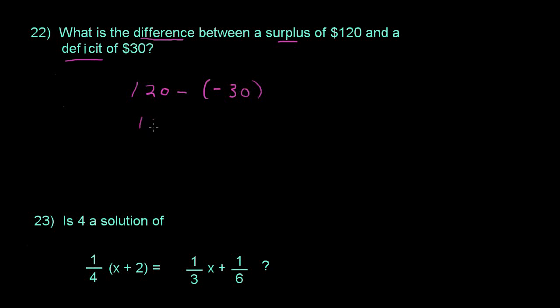So we have 120 subtract a negative 30. We can rewrite that as an addition of the opposite, and the opposite of negative 30 is positive 30, and then we just add. 120 plus 30 is 150, and check to see what the units are in. We're talking about dollars here, so we write our final answer is $150.